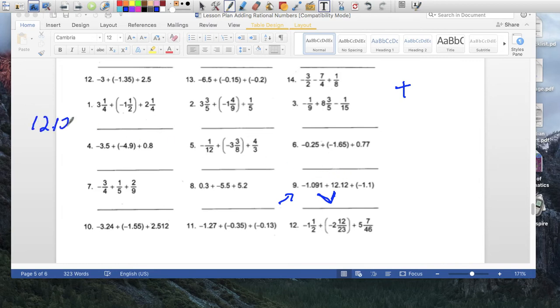So 12.12 minus 1.091. Make sure you line up the decimals. And we're finding the difference in this case.